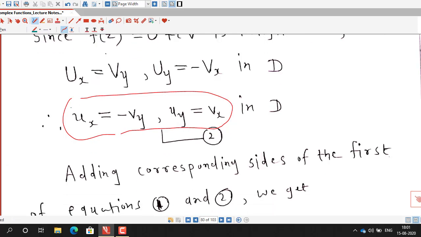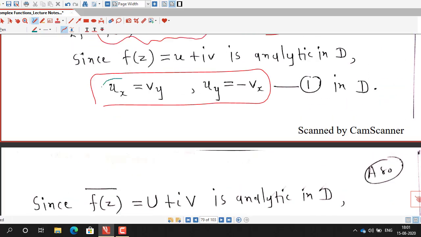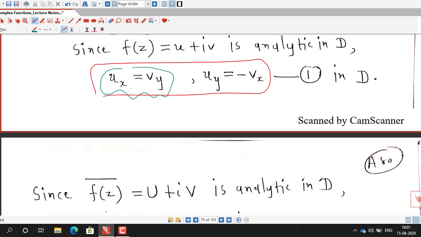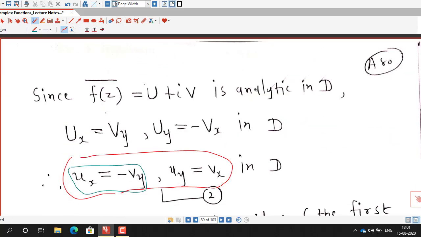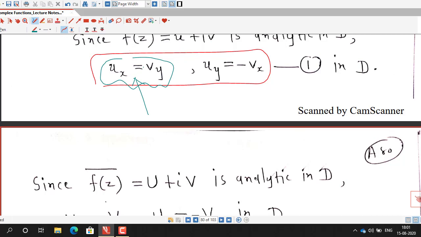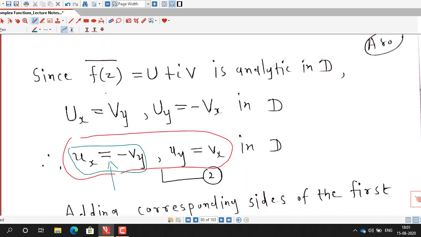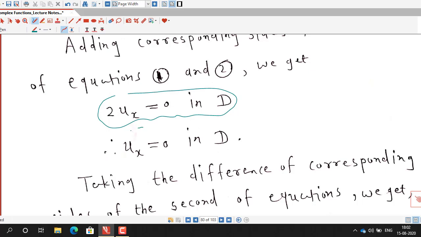if you consider these two, first equation of equation 2 is del u by del x equal to minus del v by del y, and first equation here is del u by del x equal to vy. So first equation in 1 is ux equal to vy and second equation in equation 2 is ux equal to minus vy. So if we add these two equations, ux equal to vy and ux equal to minus vy, we obtain 2 times del u by del x equal to 0 in a domain D, and therefore del u by del x equal to 0 at every point in a domain D.